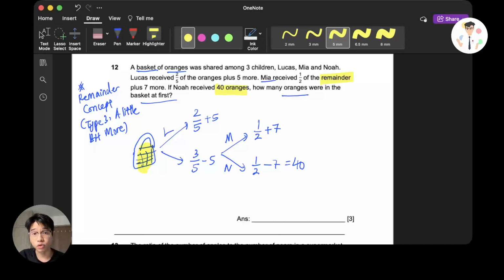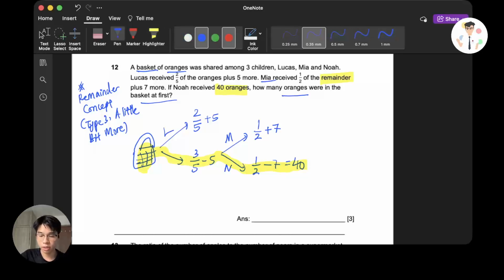And what am I supposed to do to find the oranges in the basket at first, which is this one? What I'm supposed to do is go from here and walk backwards and follow this walkway back. So I'm supposed to start from here and walk backwards. When I walk backwards, everything will reverse. So 40, walk, minus 7 will become plus 7. Walk. I'm supposed to divide by what? I'm supposed to be dividing 1 times 2. Of course, I don't need to divide by 1 because it will be the same answer. So 47 times 2, I will get 94.